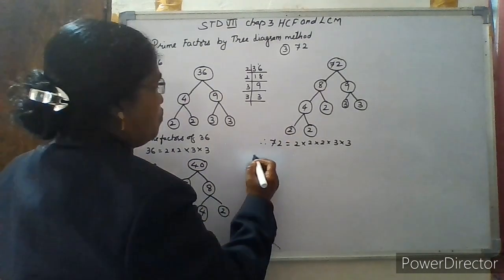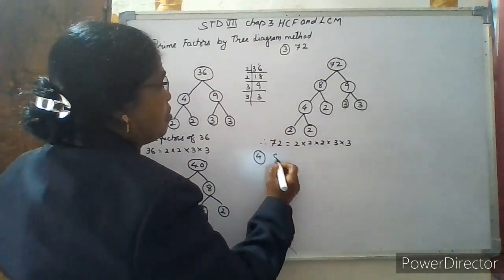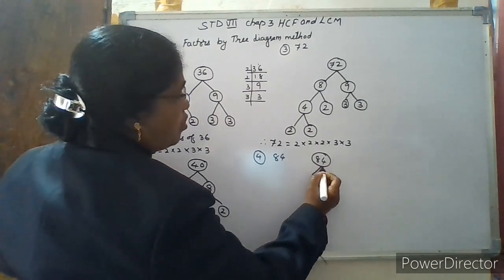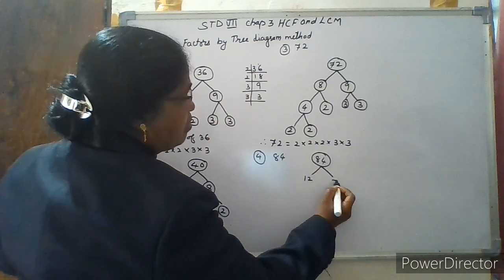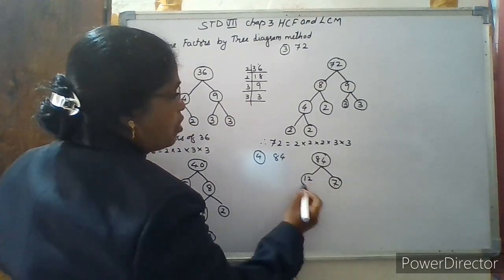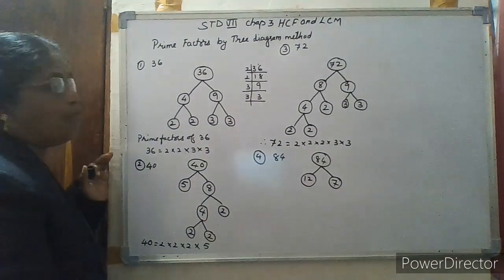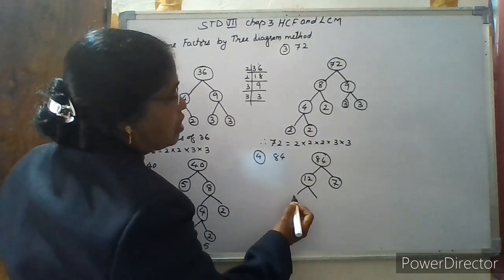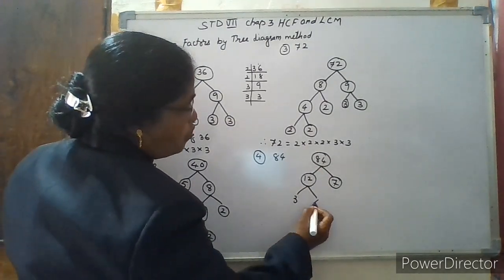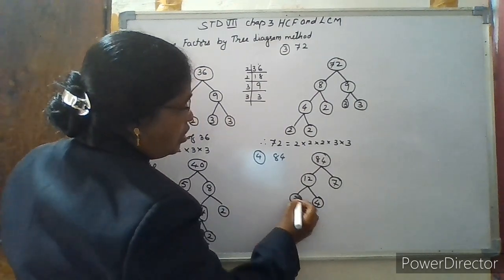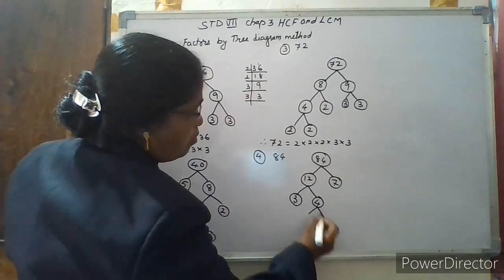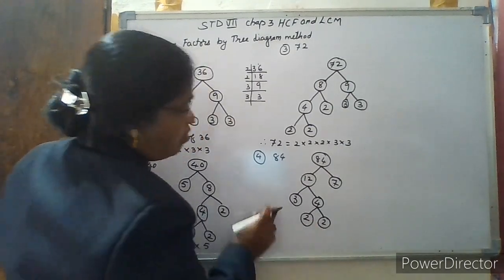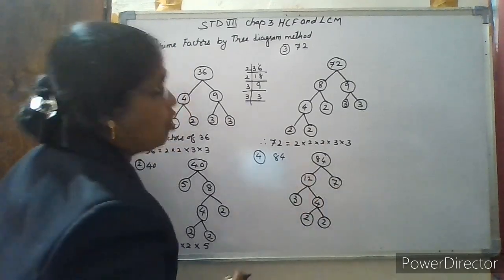Now the fourth example. Suppose I take 84. You know 12 sevens are 84. 7 is a prime number itself, but 12 is not a prime number, so it can be factorized further as 3 fours are 12. 3 is a prime number, but 4 is not, so factorize it again: 2 twos are 4. So the last numbers are 3, 2, 2, 7. I got the prime numbers.